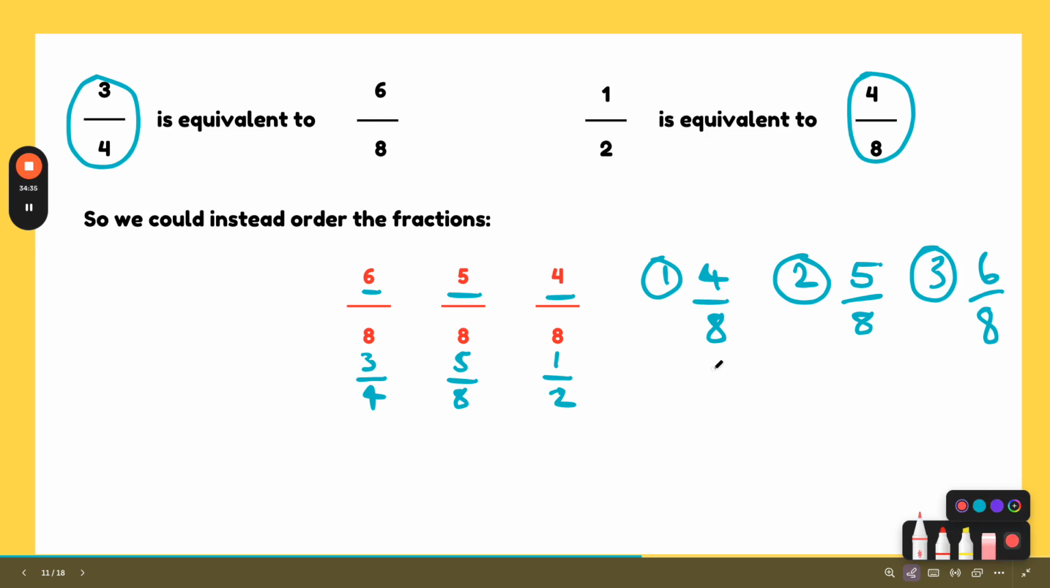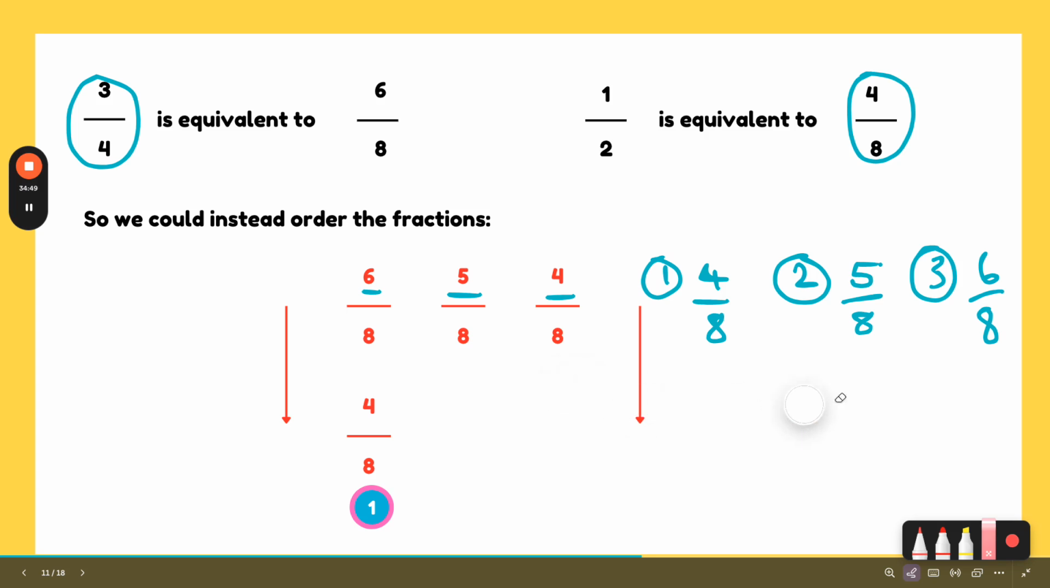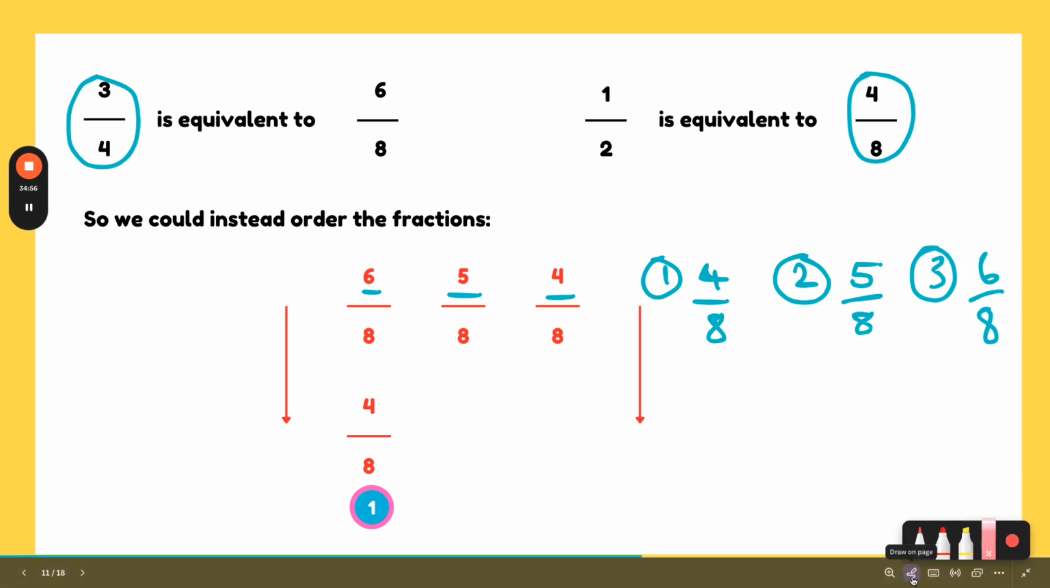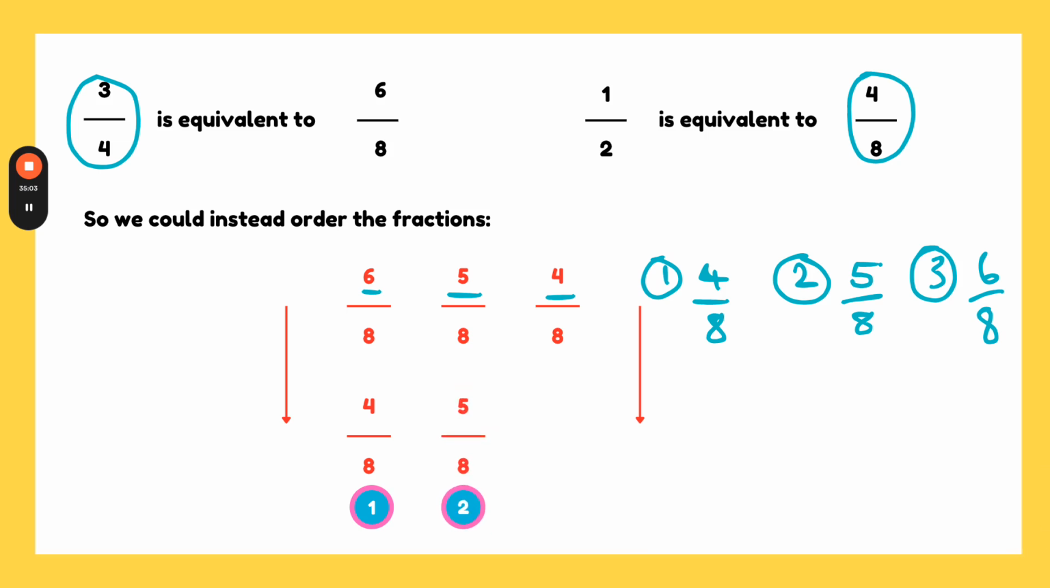So that then leaves us with, so let's just rub this off. So again, just to recap, the first fraction, 4 over 8, is the smallest. Second smallest is 5 over 8. And the largest is 6 over 8.